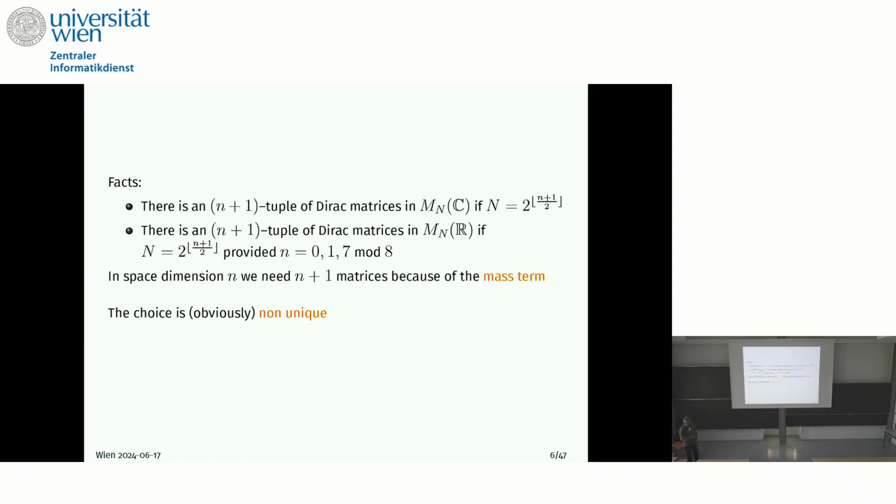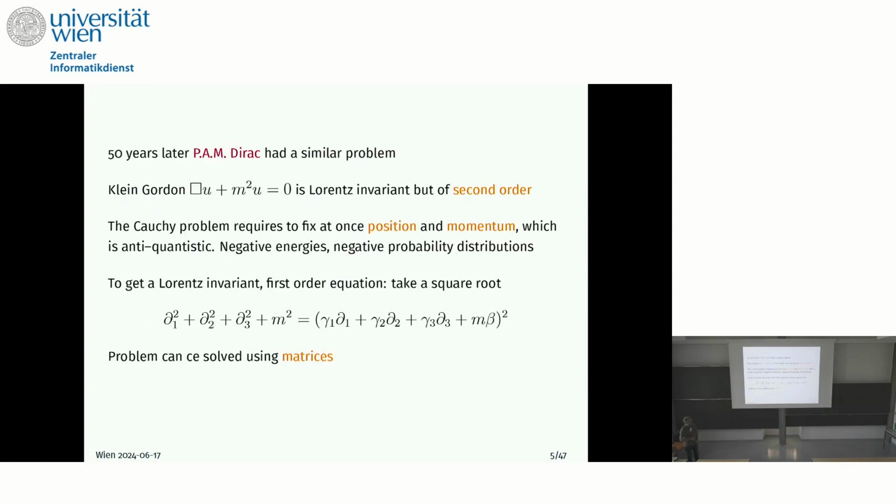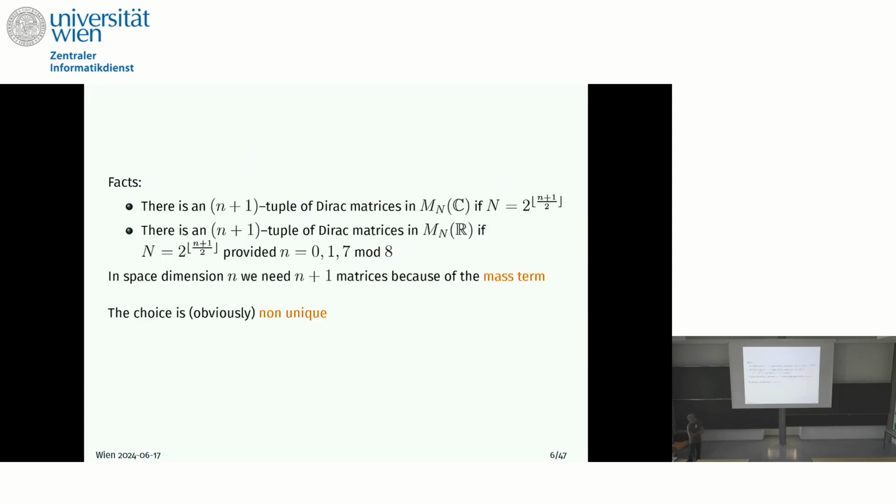And bear in mind that here I write n plus 1, because if the dimension is n, you still want an additional mass term, so you have to find n plus 1 matrices which satisfy the anti-commutation relations. Okay, so this is the summary of what you can do. You can solve the problem in any dimension. The minimal size of matrices that you need is given by this number, which has a step 2. So it's the same number for n equals 0, n equals 1, n equals 2, and so on.